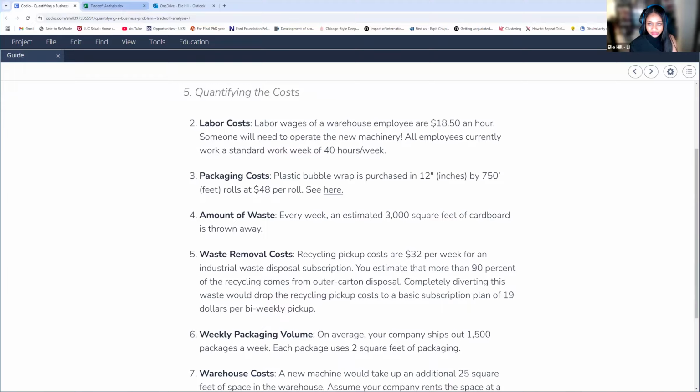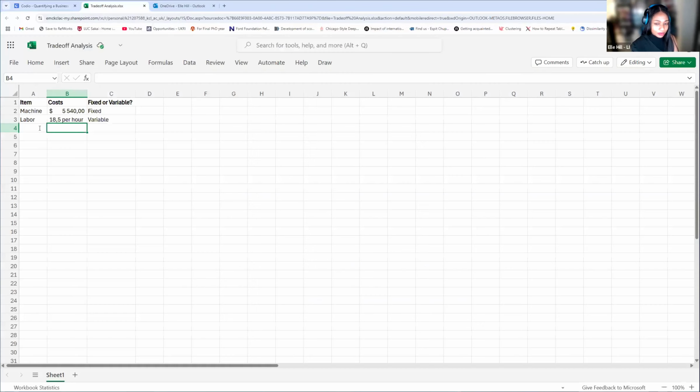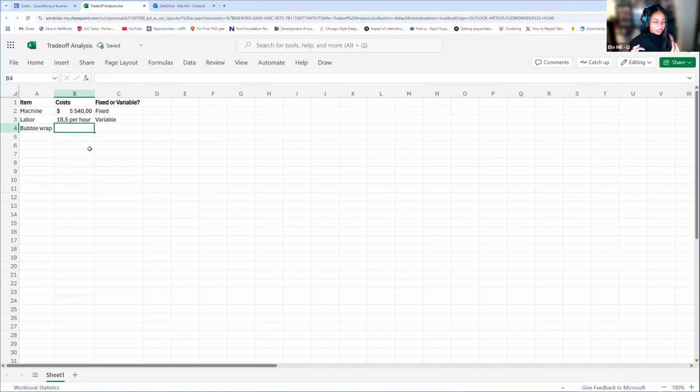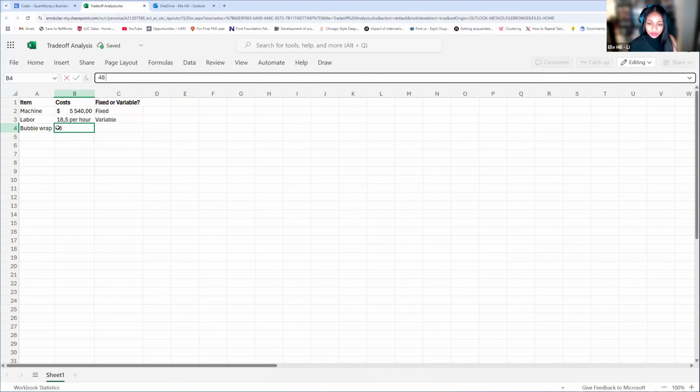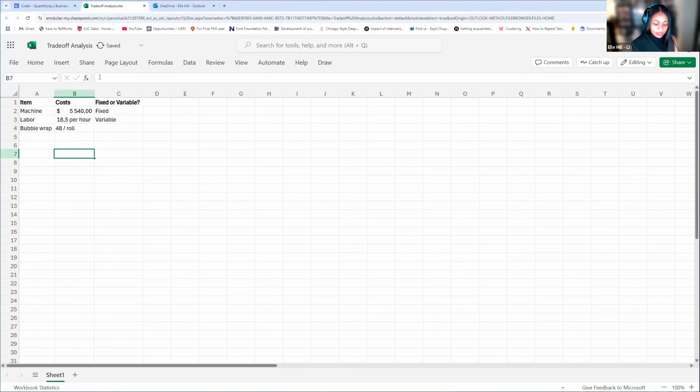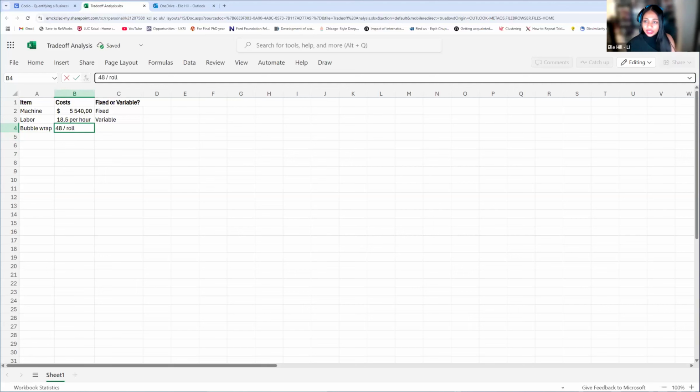So just for the sake of time, I'm going to fill in the rest of these. So I'm going to put bubble wrap. I won't put just the measurement yet because we're going to do some math with that soon. And yeah, Sapan knows what we're doing, but yes, exactly. So the bubble wrap is going to be $48 a roll. And I should put per roll. Let me add the dollars.